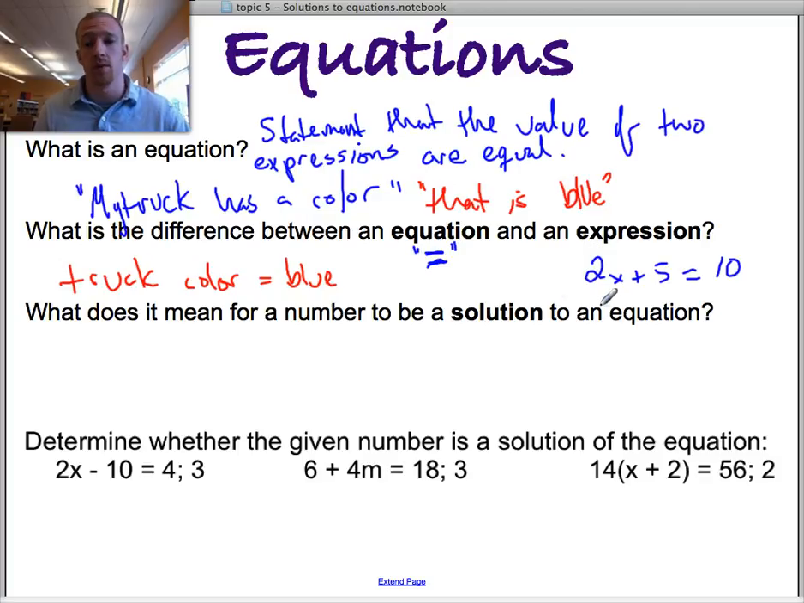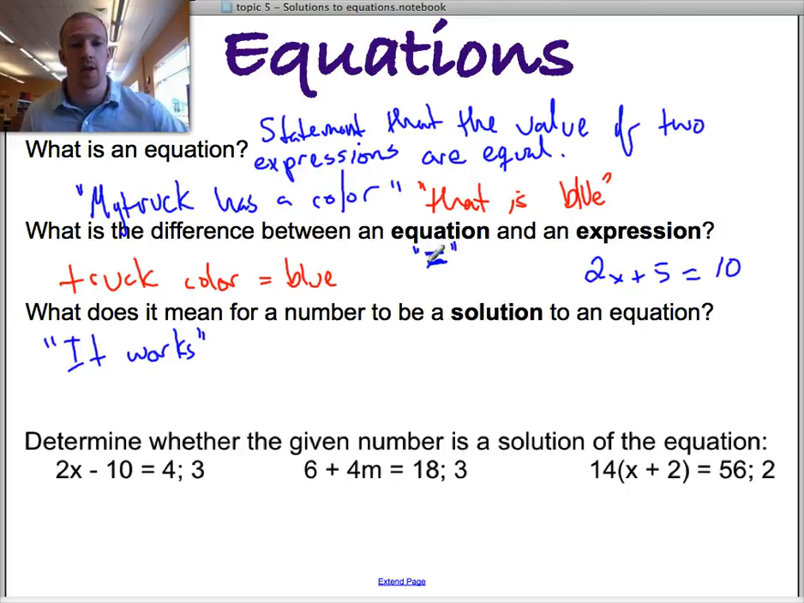So what does it mean for a number to be a solution to an equation? Basically, it means it works. What I mean by that is it's the number that when you plug it in, so if you substitute the number in to everywhere that you see the variable and you get a true expression, then it works. Now, an equation can have no solution or infinitely many solutions sometimes. So to determine whether a given number is a solution to the equation, basically all you're doing is substituting it in, and if it's true, then yes, it's a solution. If it's not true, then it's not a solution.